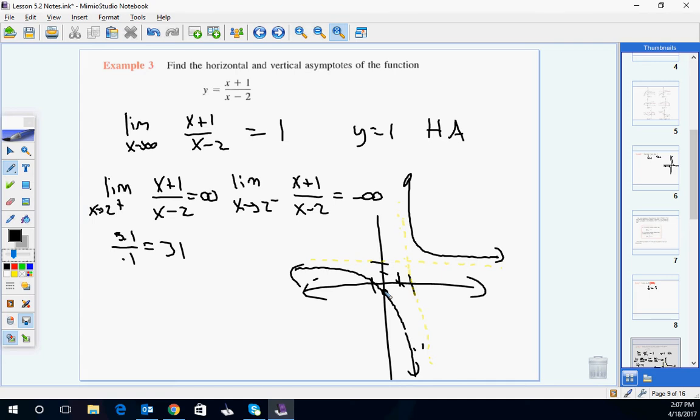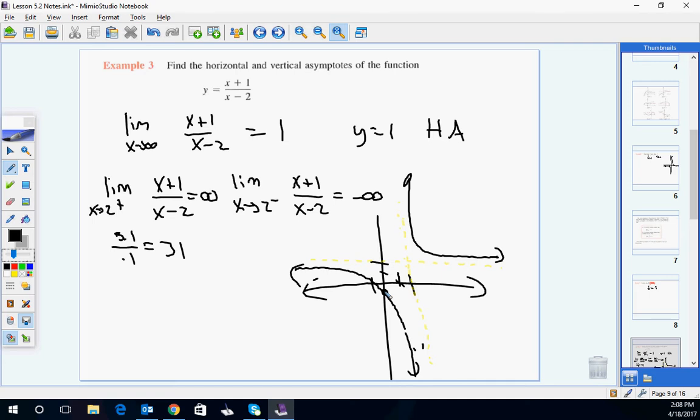Sorry, whenever you're finding the x-intercepts, you'll make y 0. How do you make this guy 0? The top needs to be 0, because if the top's 0, then everything's 0. To find the y-intercept, we make x equals 0, and then see what happens. 1 over -2, so that's -1/2. So that's why it goes through right there. It's a little bit more accurate. Okay.